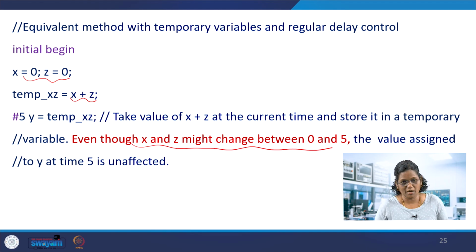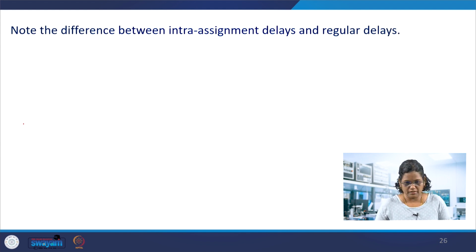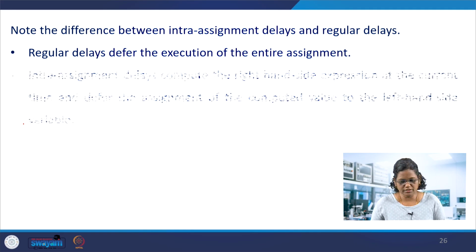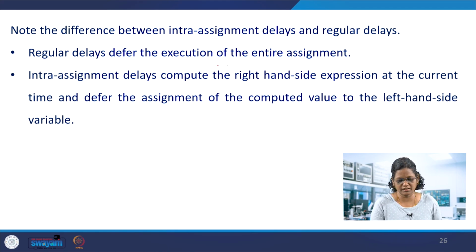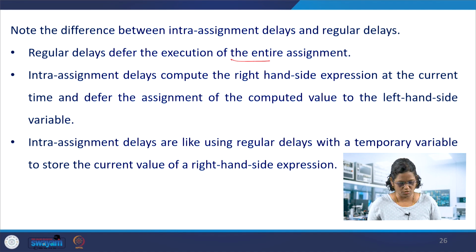Suppose there are glitches happening in between in the signal, so at time equal to 0, and if the delay is 5, that will be ignored in y. So, that is intra assignment delay. Note the difference: regular delays defer the execution of the entire assignment, that is, after the time delay only it looks at the value, evaluates it, and that is a delayed evaluation. Intra assignment evaluates it first and then takes time to assign, whatever the time delay specified. That is the difference between these two.